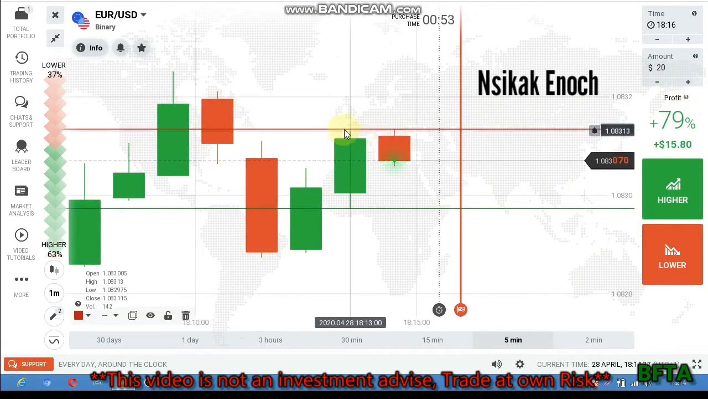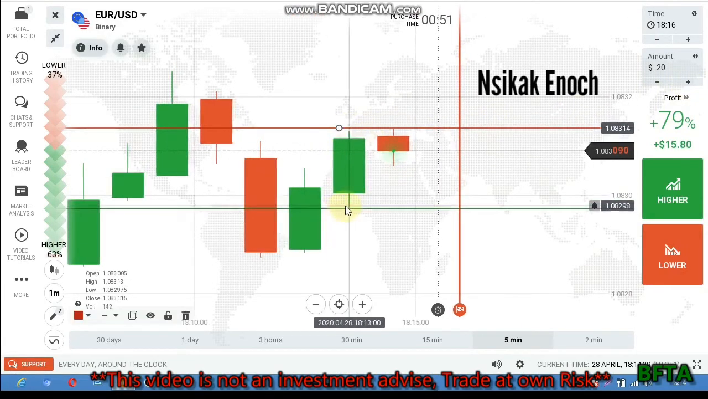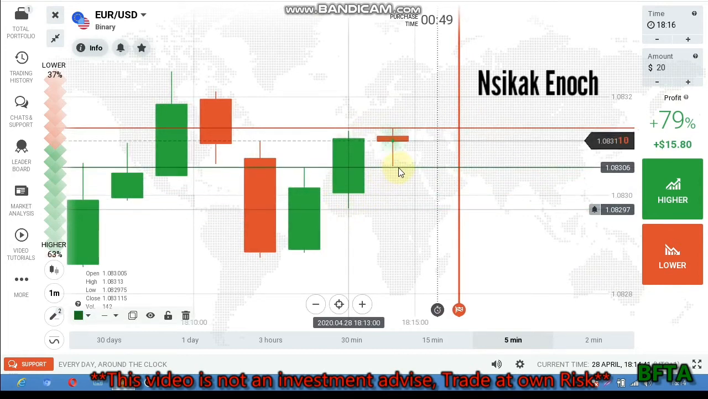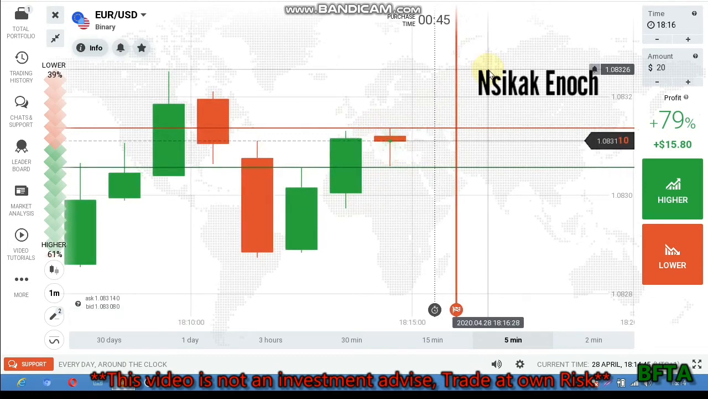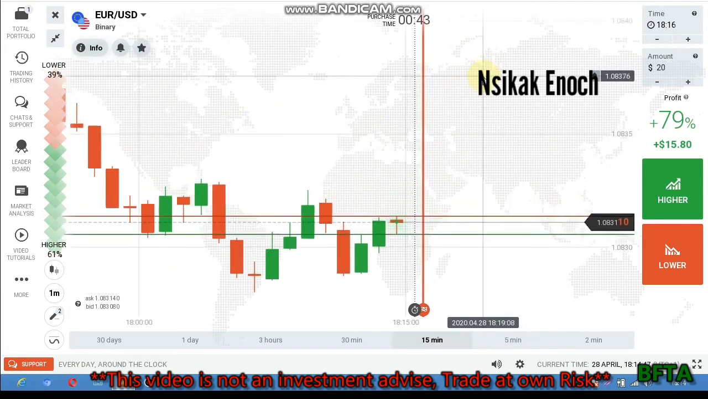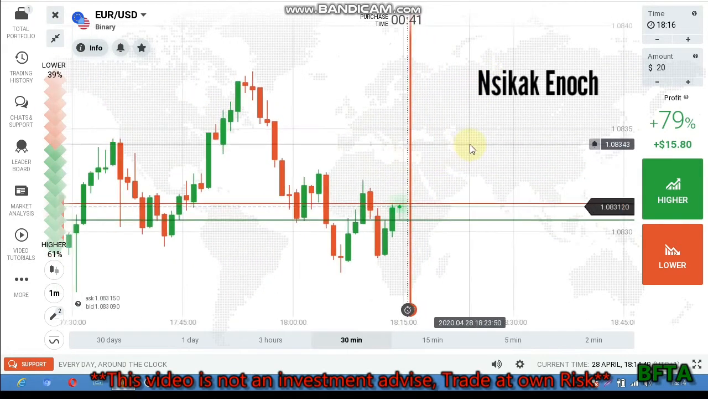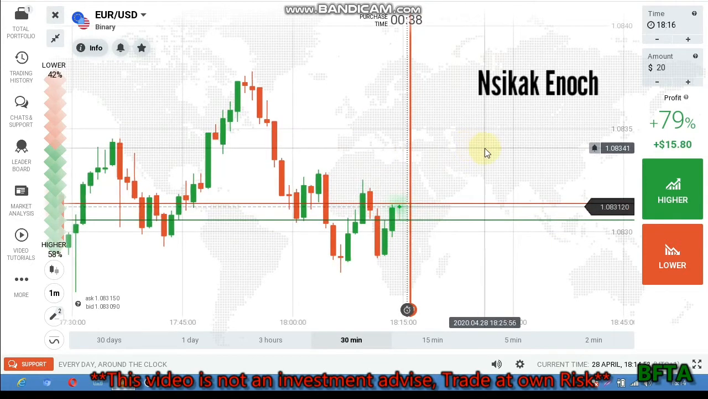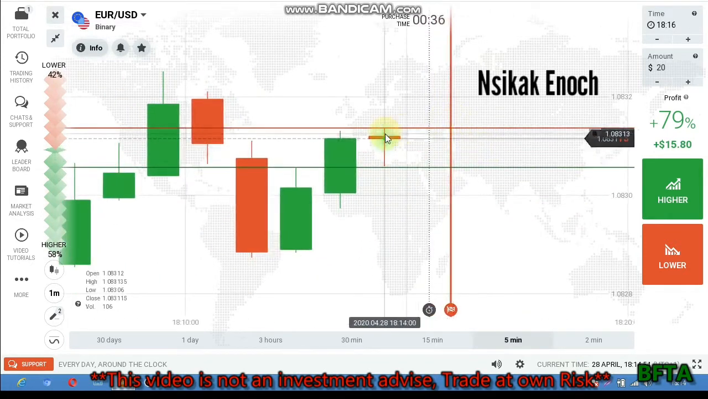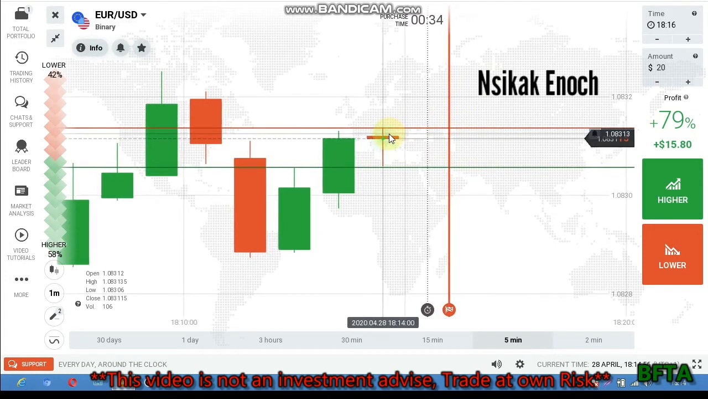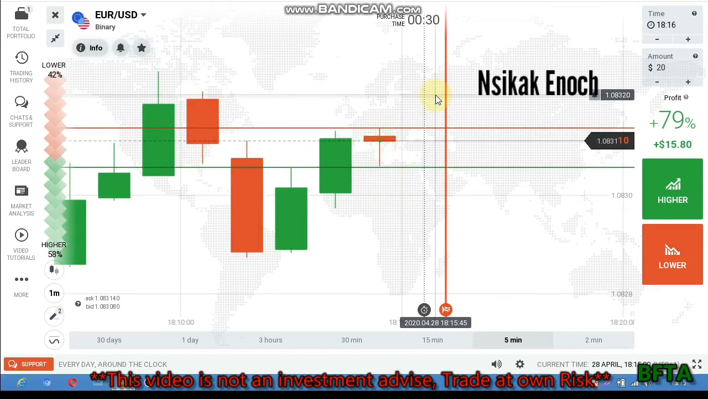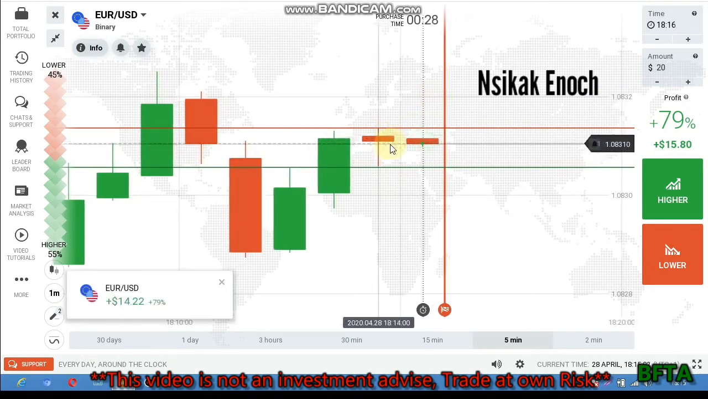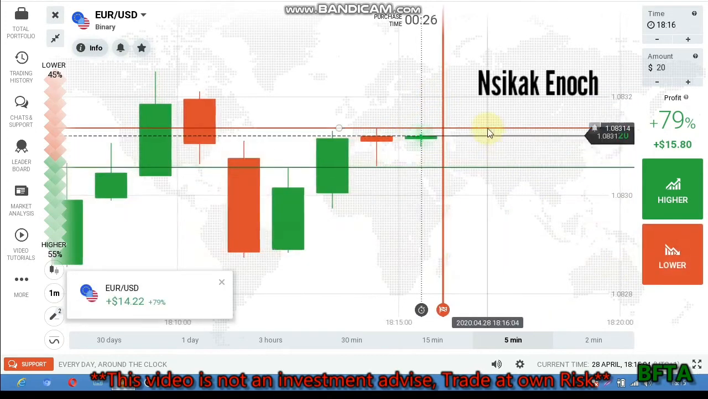The sellers change their entry to this level, and here the buyers change their entry to this level. Sellers are here, buyers are here. Okay, and this is a level. It is very close to the sellers, and very far from the buyers. Okay, right here now I'm going to place put option.